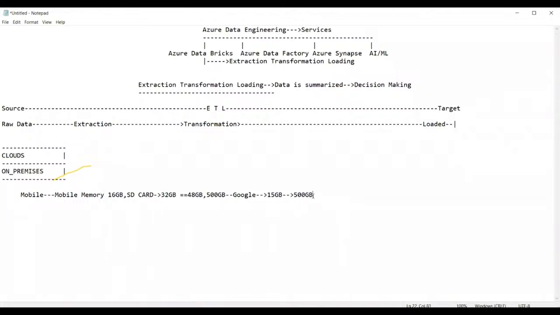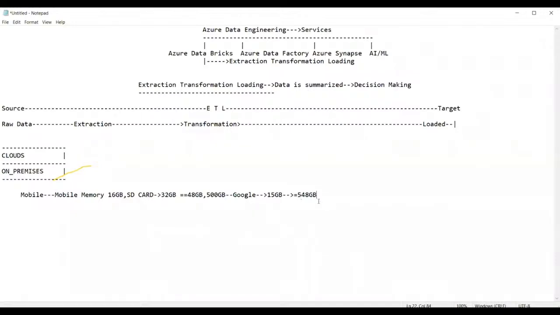Now, guys, I bought it. Everything is done. What is the total amount of memory I have now? 548 GB. That means 48 GB in my mobile phone and 500 GB on my Google Drive.